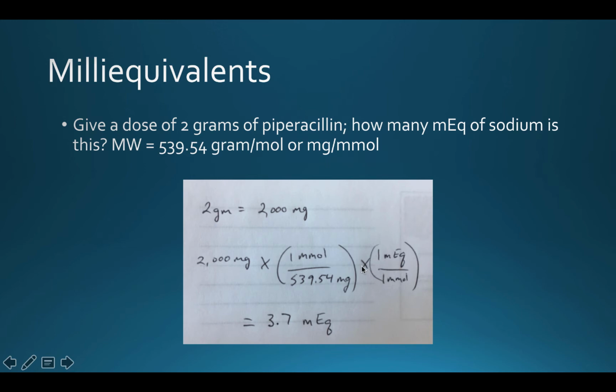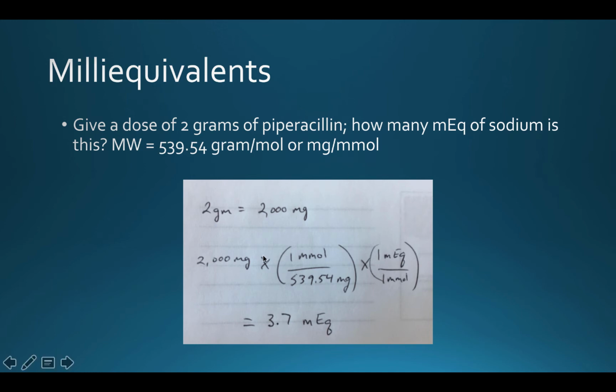And then from there, we want to do our dimensional analysis and cross off those labels. Remember that the conversion for sodium is 1 milliequivalent is equal to 1 millimole. So really that's not going to change our answer. But if you had something with 2 valence, then you definitely have to remember to do this conversion factor. That would actually double the amount of milliequivalents compared to the amount of millimoles.